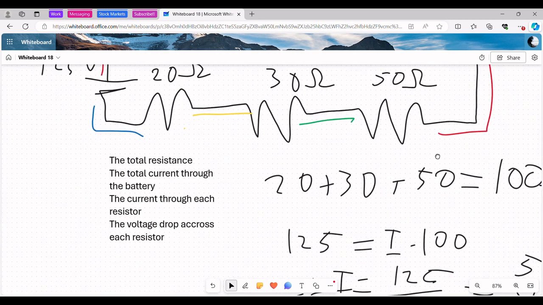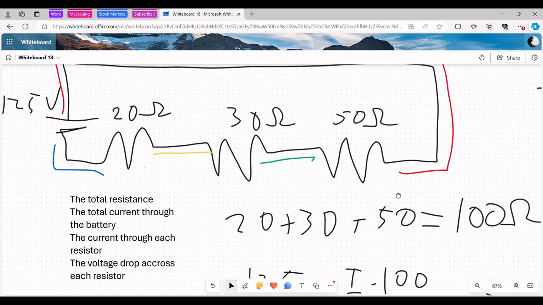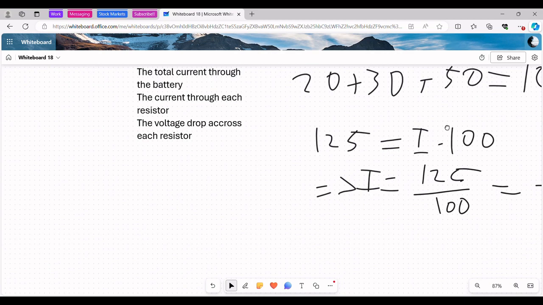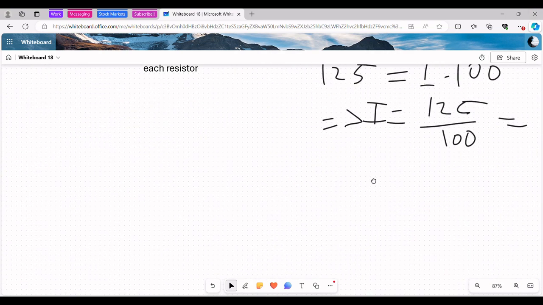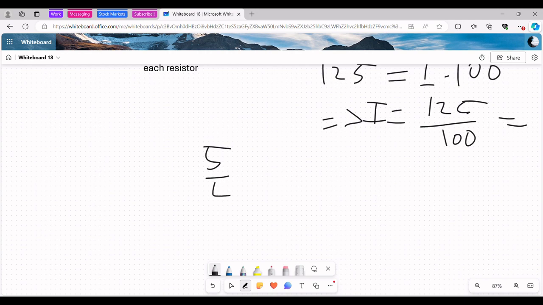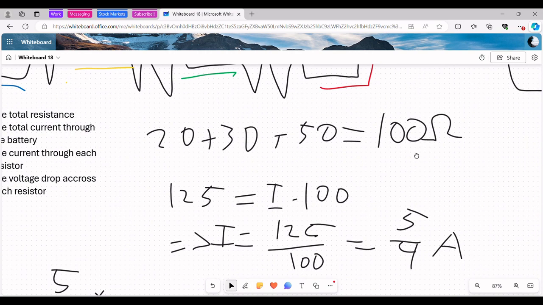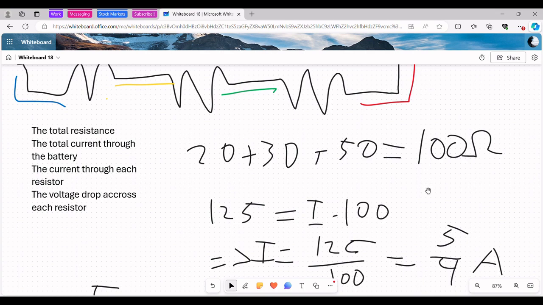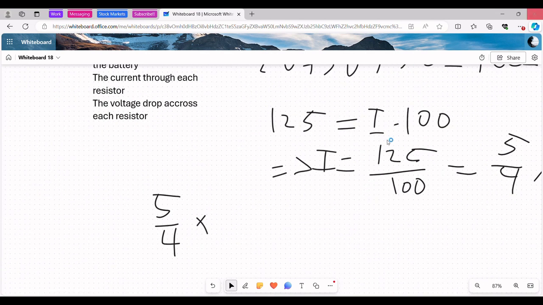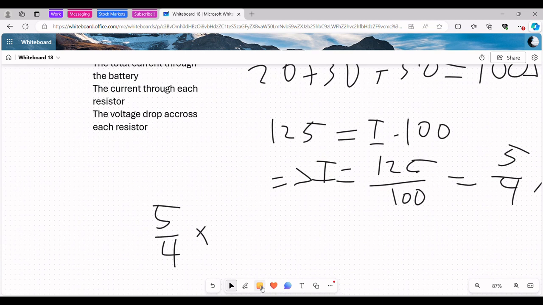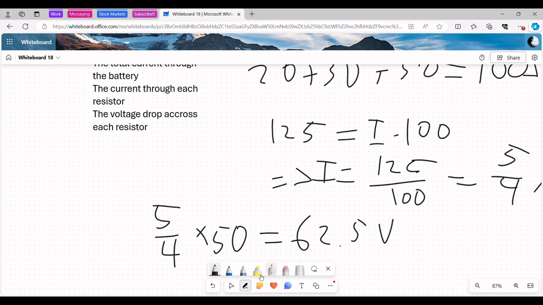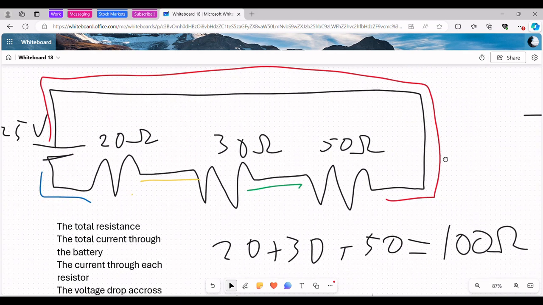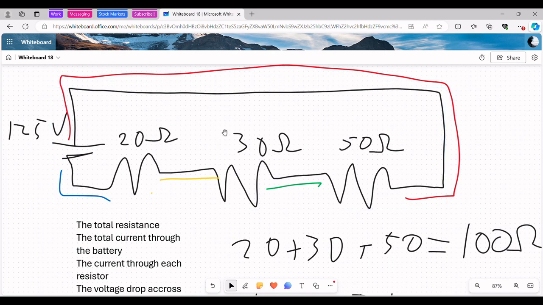So since the current through all of these is going to be the same, we can just use Ohm's law again, and it's going to be current times resistance for all of these. So for this one, for example, V equals IR, so it's going to be 5 over 4 times 50. So this equals 62.5 volts. And now, why don't I let you guys work through the other ones and see if you can get the voltage drops across these ones as well.